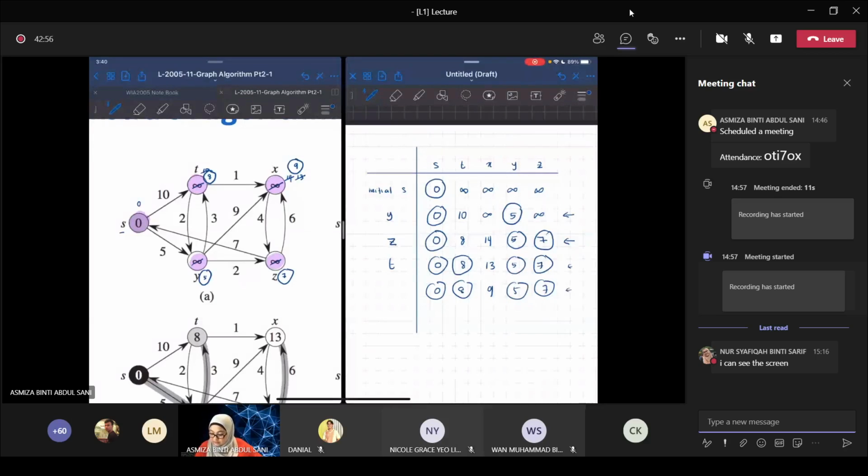Since this one is the last one, we're going to process X. And since X is the last one, this would be the shortest distance from S to the rest of the nodes.